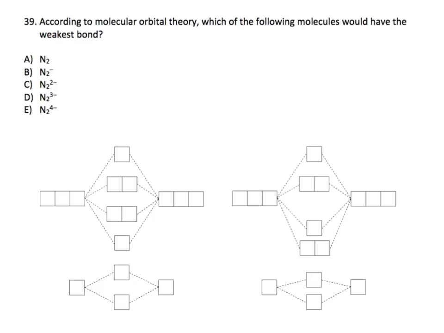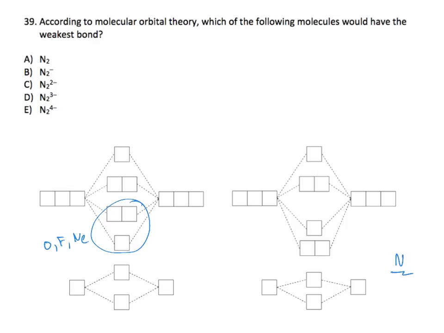Question 39 says, according to MO theory, which of the following molecules will have the weakest bond? And the weakest bond we find out by determining which of these is going to have the lowest bond order. So we have the 2 MO diagrams again, the one on the left and the one on the right. And if you remember, the one on the right is the one we use if we have nitrogen or carbon or boron, whereas this one is the one we use for oxygen, fluorine, or neon. The only difference is the ordering of these 2 orbitals, so make sure you use the right one.